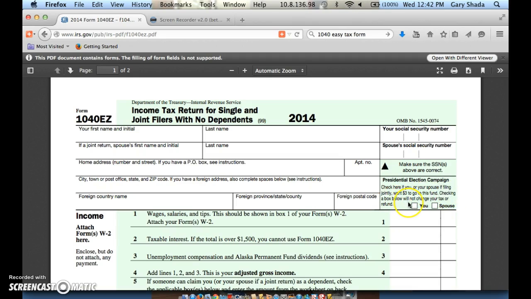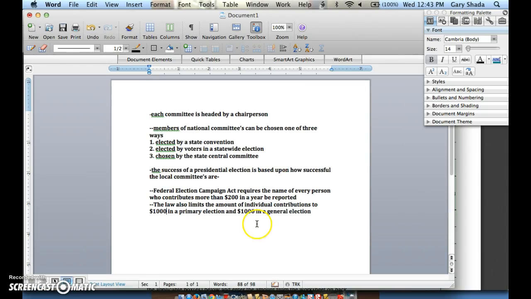Checking a box below will not change your tax refund. So then you could put a mark for you and for your spouse. That means if you mark it for both, there's $6. If just one, that's just $3. Now, here's the reason why this is so important. Millions of people file taxes every year, and if just half of those people click this box, that's millions of dollars going into this campaign fund. So if you're running for an election, that's money that is going to be available to you.